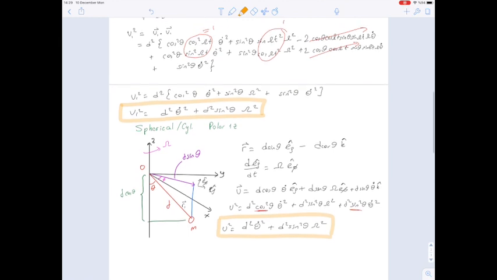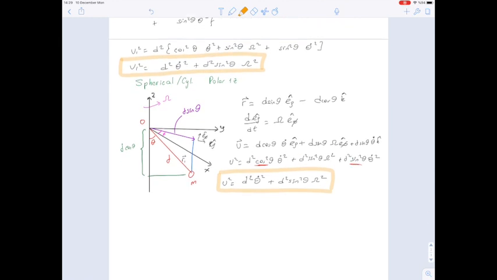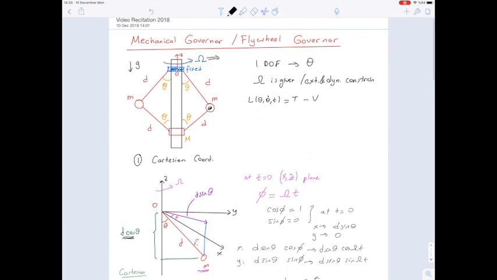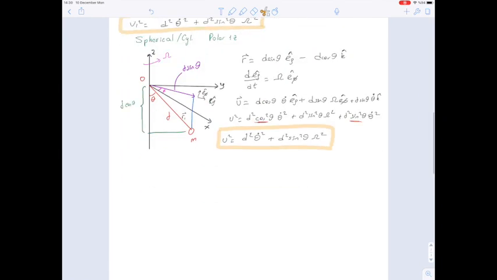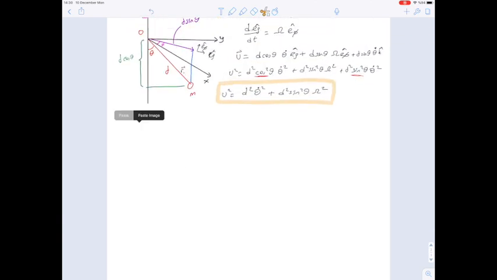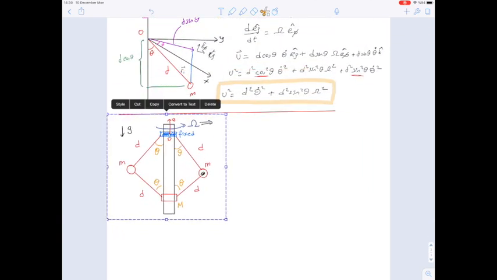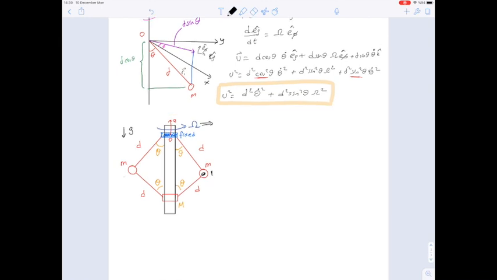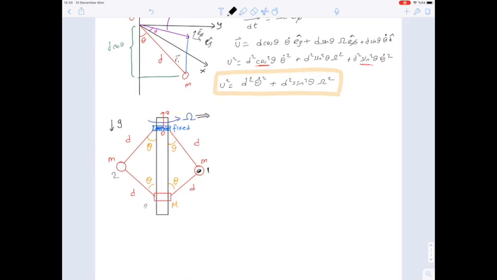Once we calculated the velocities, then the rest is much easier. So let me go back to the original system. Let me copy to show you where we were. Okay, copy this and paste it here. So this is the mess we have worked with. Let's say 1, 2, and then this is 3.